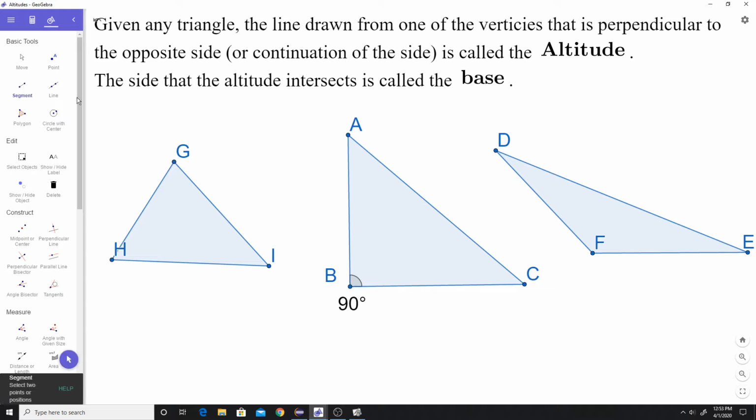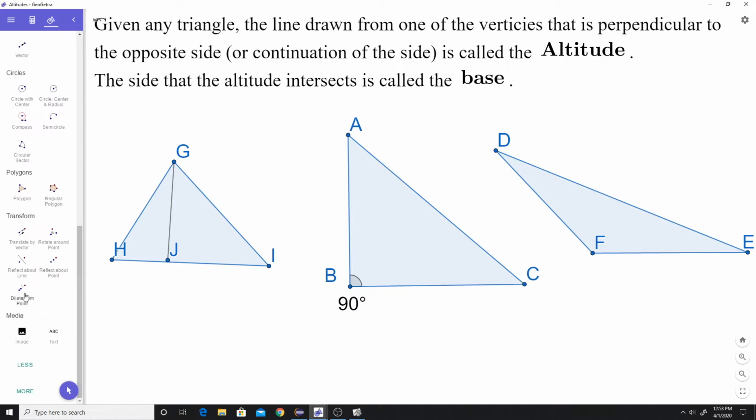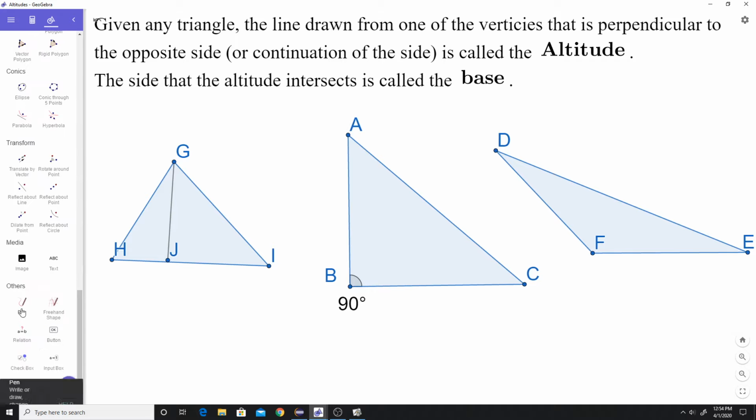So just imagine you start at one of the vertices, like in triangle GHI. Let's start at G and just drop the perpendicular down like that to the point J. Now you have your altitude. And your altitude is the same thing as your height, just a fancier word, altitude. And that means that HI is your base.